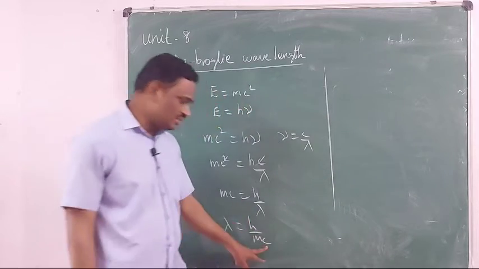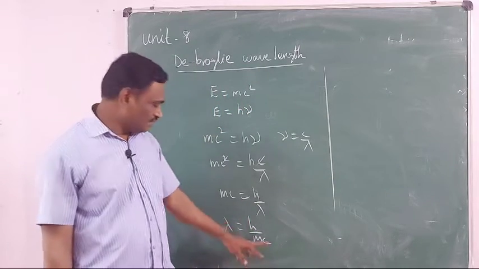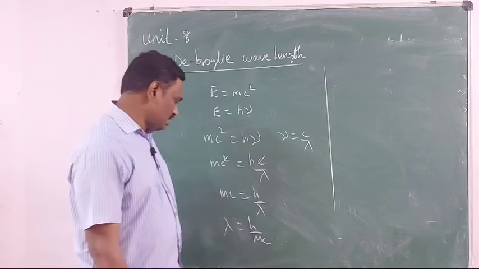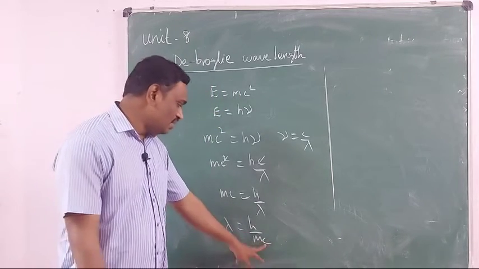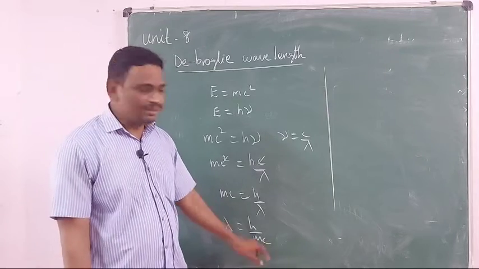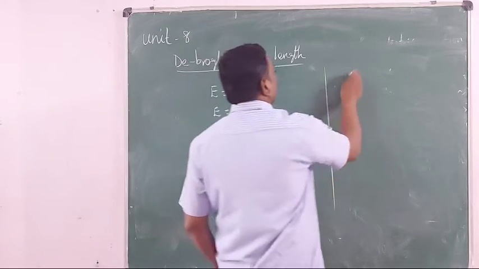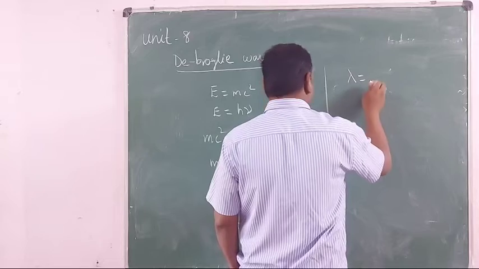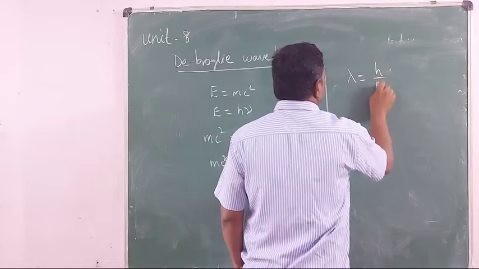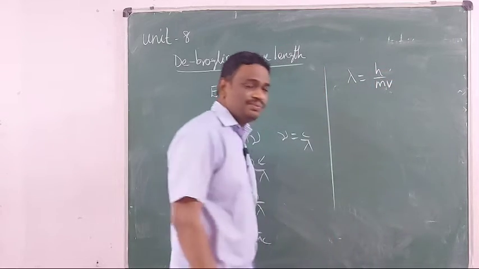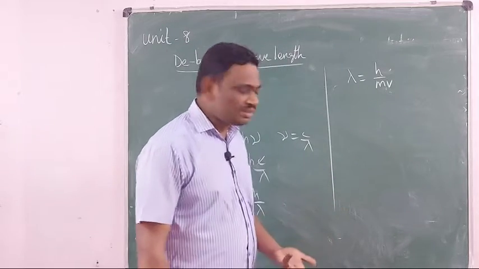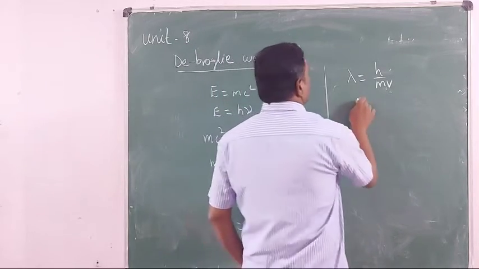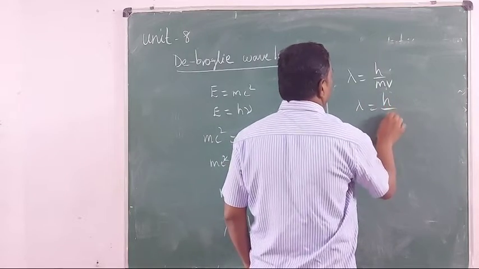Here c is the velocity of light, but we are discussing the particle. A particle cannot travel with the speed of light, so here we can replace c with v. So, lambda is equal to h by mv, where v is the velocity. We all know that the product of mass and velocity is nothing but momentum. So, lambda is equal to h by p.